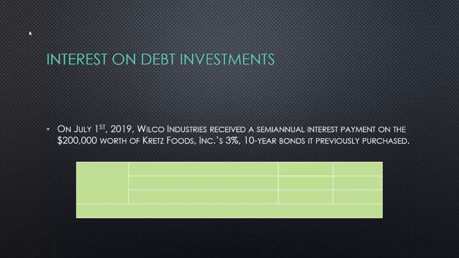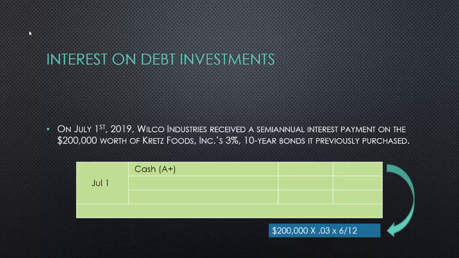On July 1st, 2019, Wilco received a semi-annual interest payment on these $200,000 worth of Kretz Food Incorporated's 3% 10-year bonds that we had purchased previously. So to fill this in, what are we receiving? Well, interest comes in the form of cash. So how much cash are we getting? Well, we can figure it out with the following calculation.